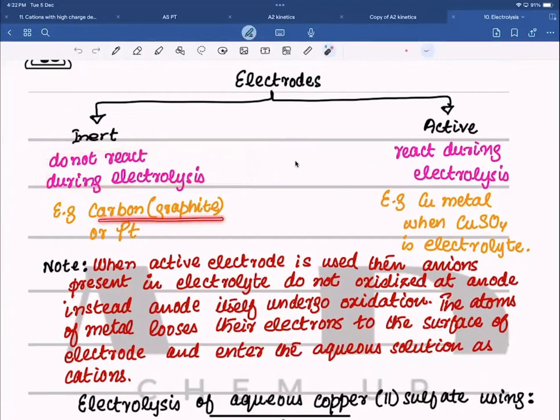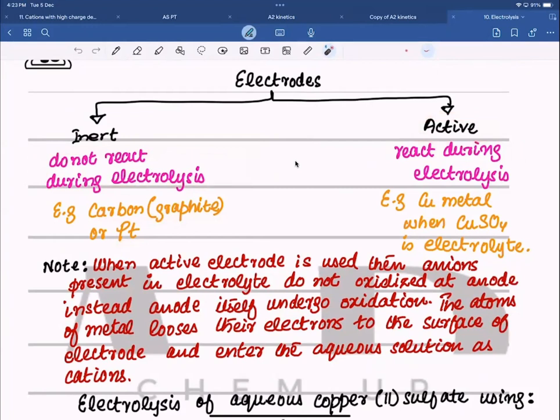Normally, there are two substances from which we can make these inert electrodes. One is carbon, that is graphite, and the other one is platinum. Now, the second case is active electrodes. What are active electrodes? Active electrodes are the ones which actually take part in the reaction during the electrolysis. So, how can we figure out when the electrode is active?